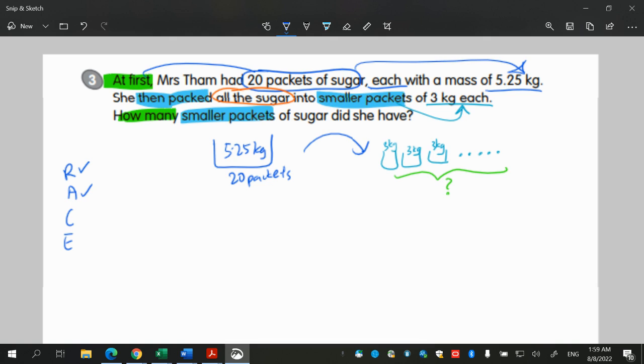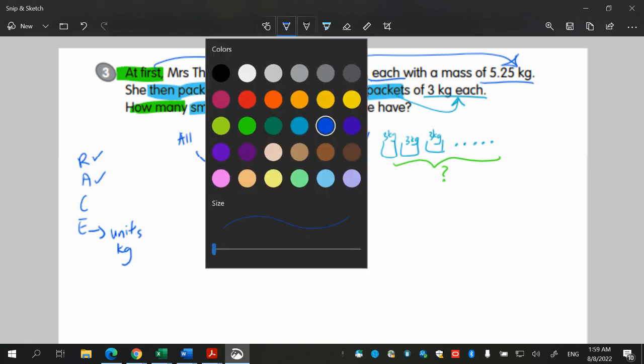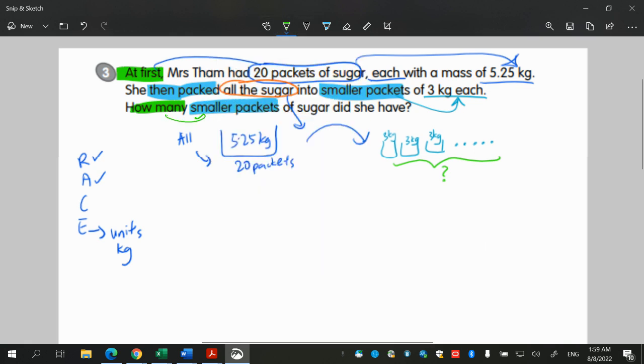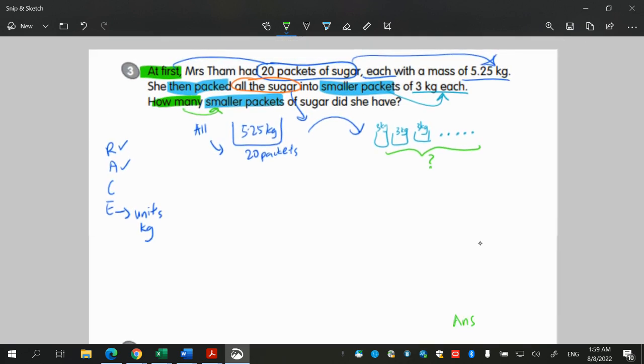So here it says all of the sugar goes into packing, that will mean this. At this point, I will highlight the units. Units here refer to kilograms. At the start, it says kilogram. At the second phrase, it says kilogram. So it's likely that there's no need of conversion. And most importantly, the last bit of information asks about the smaller packets. So my final answer should refer to how many packets.